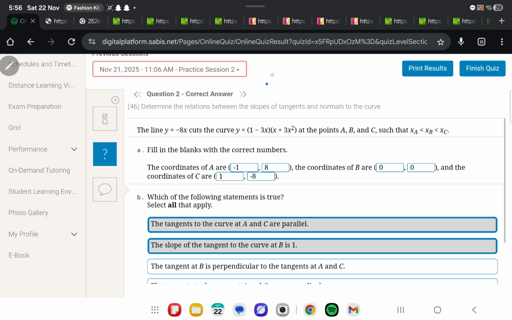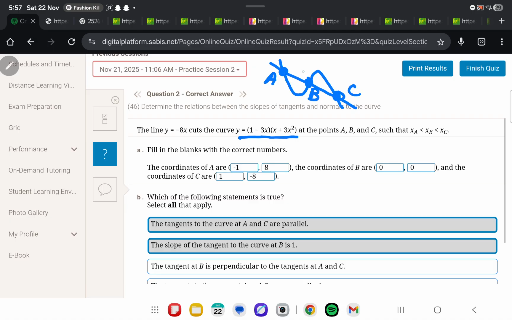Basically what they're telling you is here, okay, you have a curve. This curve will make a cubic. This is a cubic curve. So what I'm gonna do is I'm gonna sketch it. Actually, this is gonna be a negative cubic. It's gonna be something like this. Okay, now the line y equals negative 8x, so it's gonna be like this. Okay, so this is your first point, this is your second point, this is your third point, this is a, this is b, and this is c due to the restrictions.